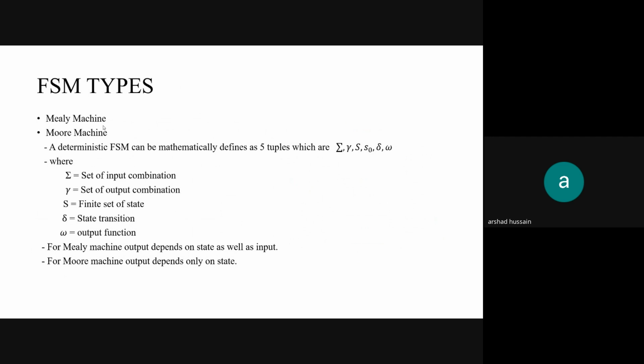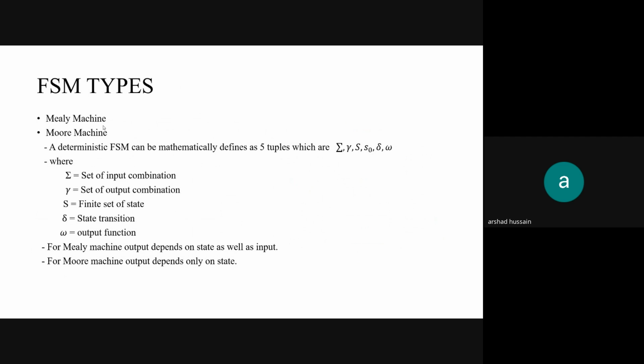Now, delta is defined as S cross sigma giving S, which is the Cartesian product of a given state and a given input, and it will determine the next state. So this actually tells us what will be our next state, given the present state and the present input.